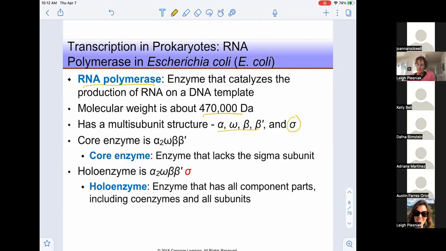The RNA polymerase without the sigma subunit is called the core enzyme. And when it has the sigma subunit, it's called the holoenzyme. So the core enzyme is capable of synthesizing the messenger RNA, and it does it faster than in the presence of the sigma subunit. The sigma subunit in the holoenzyme is key for directing the RNA polymerase where to go on the genome.